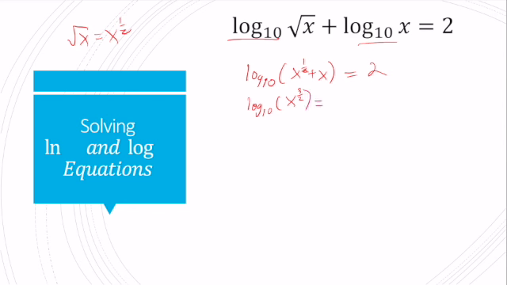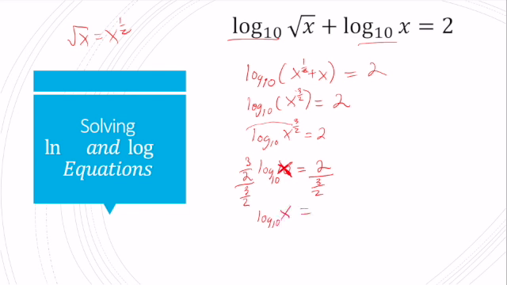equals 2. Now I can move this power to the front. This is really log base 10 of x to the 3/2. So I'm going to move this to the front. So I have 3/2 log base 10 of x equals 2. I'm going to divide both sides by 3/2. I get log base 10 of x equals 2 divided by 3/2, that's 2 times 2/3. So that gives me 4 over 3.